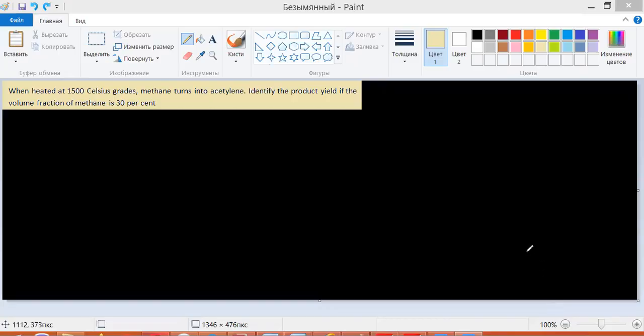Hold a second, please. Here it is. When heated at 1500 Celsius degrees, methane turns into acetylene. Identify the product yield if the volume fraction of methane is 30%. Well, let's get started.